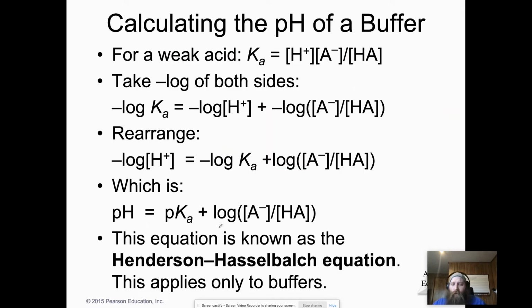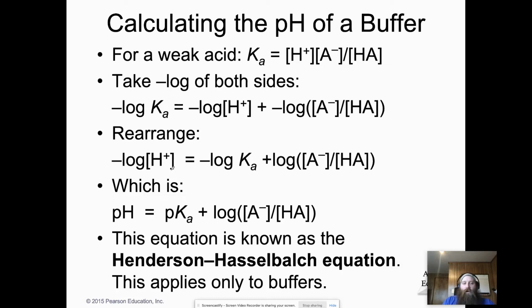Now, we do need to be able to calculate the pH of a buffer. And so if we look at the weak acid Ka, we know that it's the concentration of hydrogen times the concentration of our anion over the concentration of the acid. If we take the negative log of both sides, because if we do something to one side, we do it to the other, and rearrange it, we get this equation right here. Negative log of H plus equals negative log of Ka plus the log of A minus over HA.